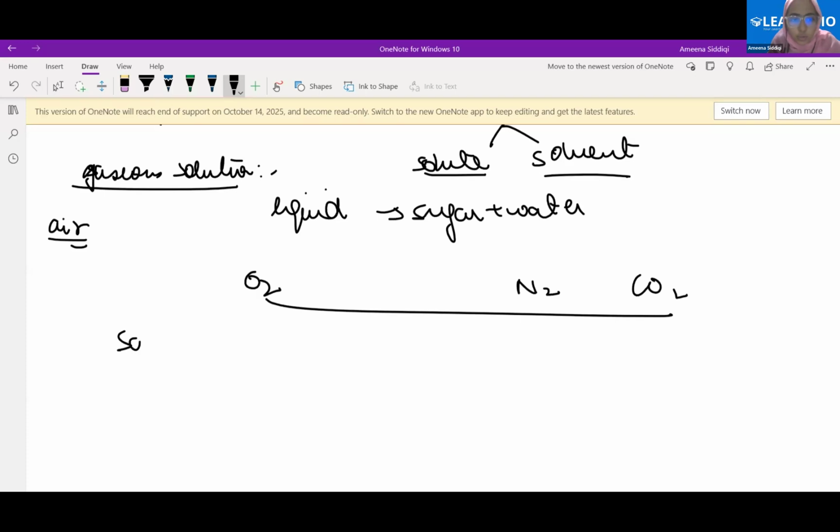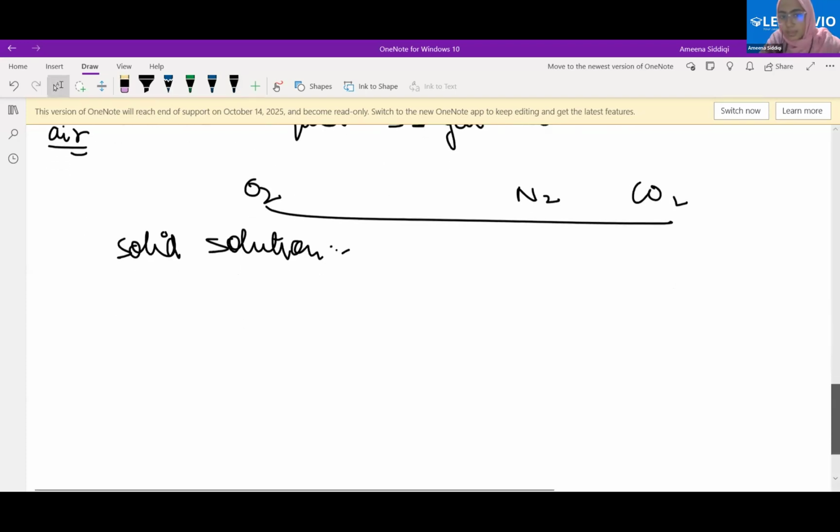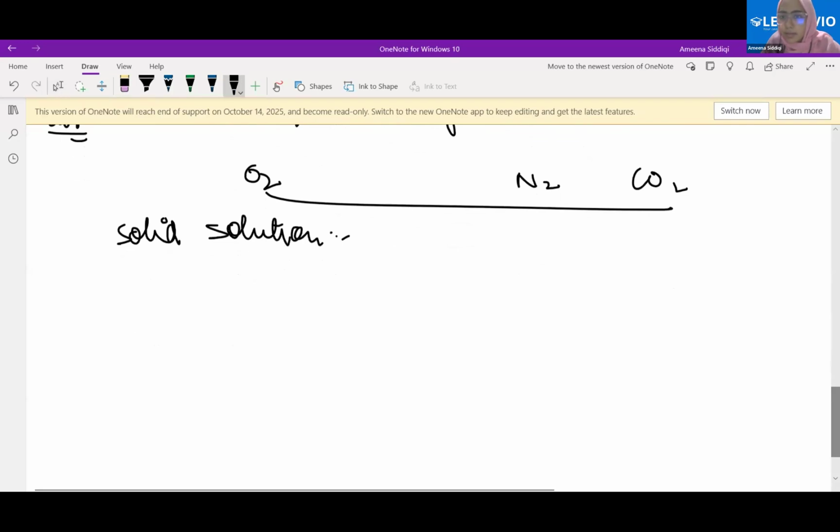Now coming to the solid solution. Give me one example of a solid solution very quick. Salt and sugar. What's the state of the solution? Is that liquid or is that solid? That is solid. Oh, sorry, that is liquid. Ma'am, salt and sugar, that is liquid. Yes, Mithun, the salt and sugar is heterogeneous, right? We will see why and how. No worries.